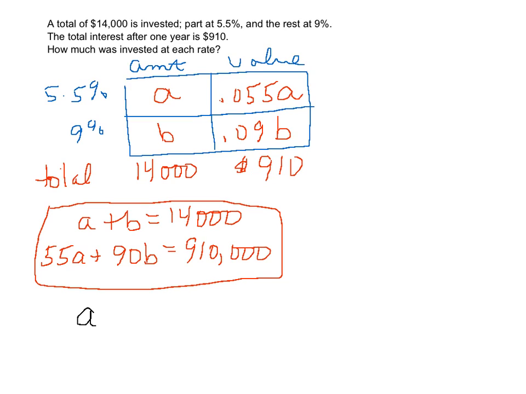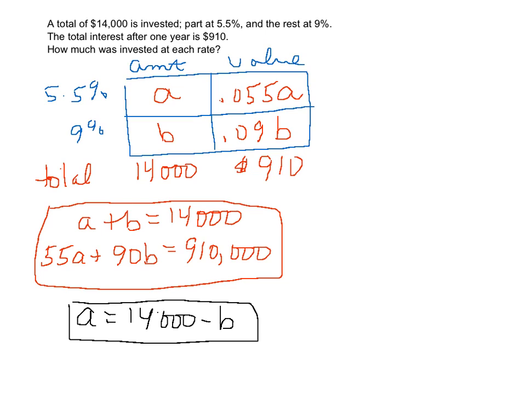And so I can say A is equal to 14,000 minus B. And I take that expression for A, and I put it in for A here. And I'm going to leave that work to you, but if you do that work carefully, what you get is that A is equal to 10,000 and B is equal to 4,000.